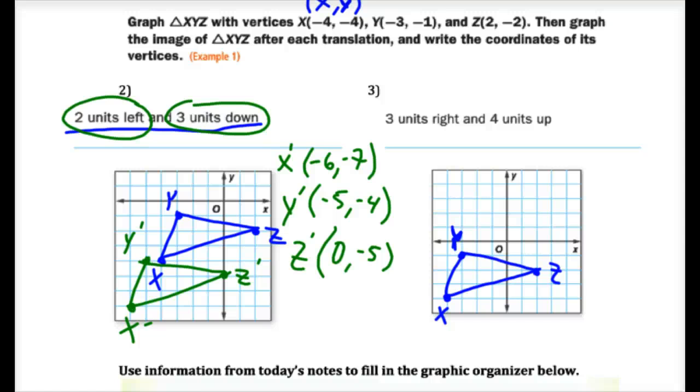X. 1, 2, 3, 4. There's x prime. 3 right, 4 up. 3 right, 2, 4. There's y prime. We have 2 of them on the axes. Am I doing that right? Then z prime. 1, 2, 3. 1, 2, 3, 4. Your shape's the same, guys? Yeah. Sweet. Okay, practice labeling the points: x prime, y prime, z prime.